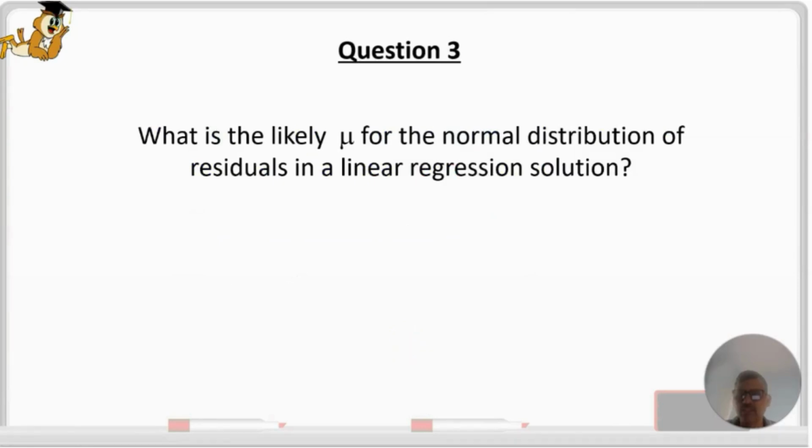Third question is relatively simple. What is the likely mu? What is the mean for the normal distribution of residuals in linear regression solution? This is a relatively simple question.